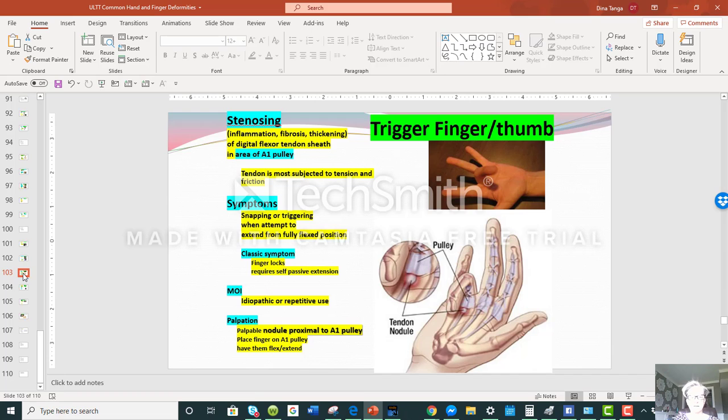Trigger finger or thumb: stenosis, inflammation, fibrosis, and thickening of the digital flexor tendon sheath in the area of the A1 pulley, where the tendon is most subjected to tension and friction. Symptoms: snagging or triggering when attempting to extend from a fully flexed position. Classic symptom, finger locked, requires self-passive extension. Mechanism of injury is idiopathic or repetitive use. Palpation: nodule proximal to the A1 pulley. Place a finger on the A1 pulley and have them flex and extend.